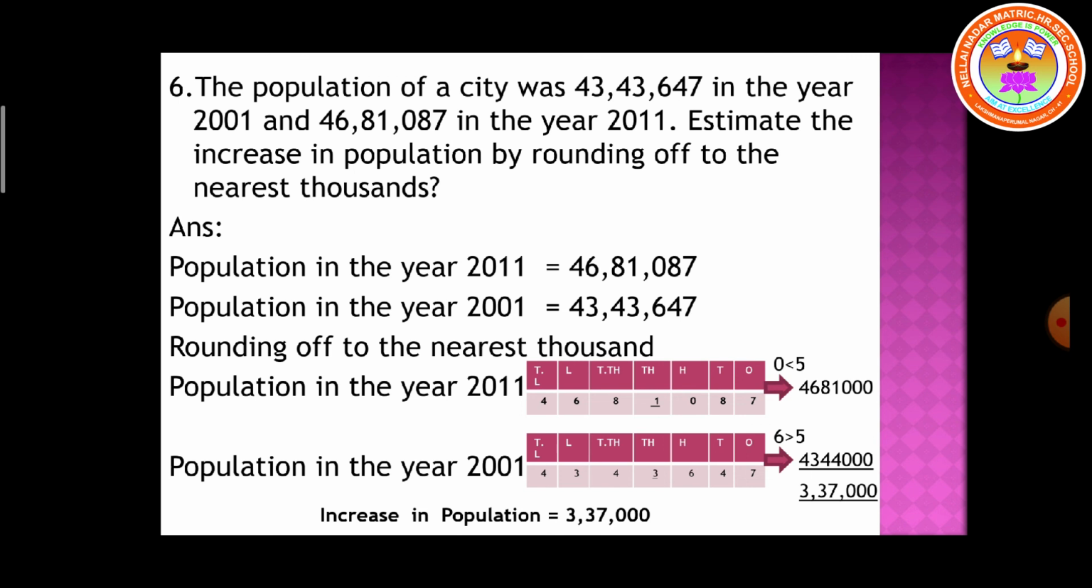Okay children. Now population in the year 2011. So 46 lakhs 81,000 will come. You already have 46 lakh 81,087. We are rounding off to the nearest thousand. So 46 lakhs 81,000 you will get. Now population in the year 2001 you will be getting 43 lakh 44,000. Already in 2001 what do you have? 43 lakh 43,647. Now we are rounding off to 43 lakh 44,000. Now we have to subtract both. So your answer is 3 lakh 37,000. Therefore the increase in population is 3 lakh 37,000.